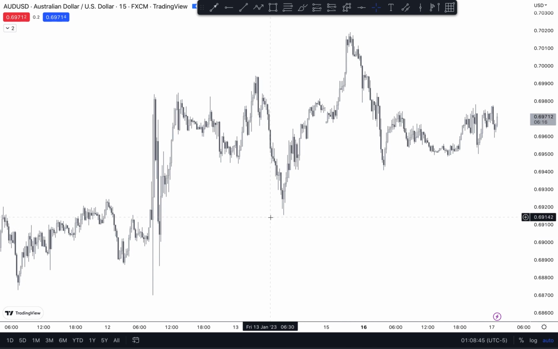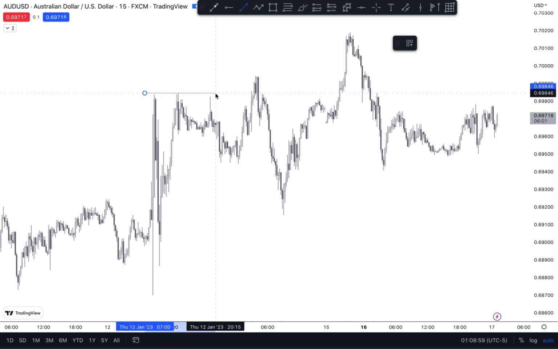When is liquidity respected? When is liquidity taken? All these types of things. If you just start to watch how liquidity interacts with the market, that's the best way that you're going to learn. So the first thing that I see here is there is liquidity here.